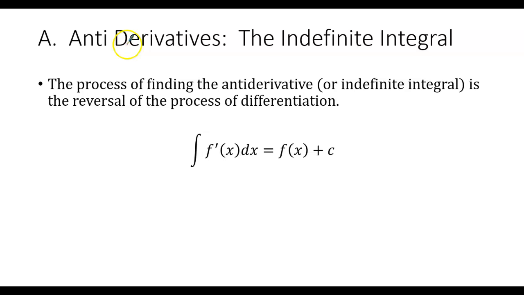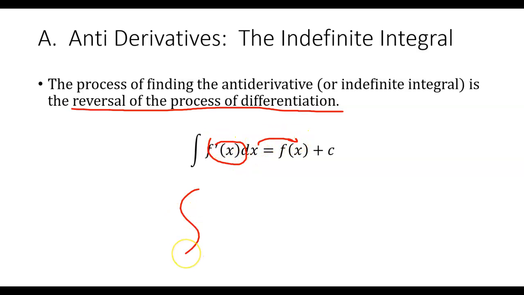So let's talk about antiderivatives, which is also pretty much the same thing as an indefinite integral. The process of finding the antiderivative or indefinite integral is basically the reversal of the process of differentiation. So the integral of a derivative gives you the original function.